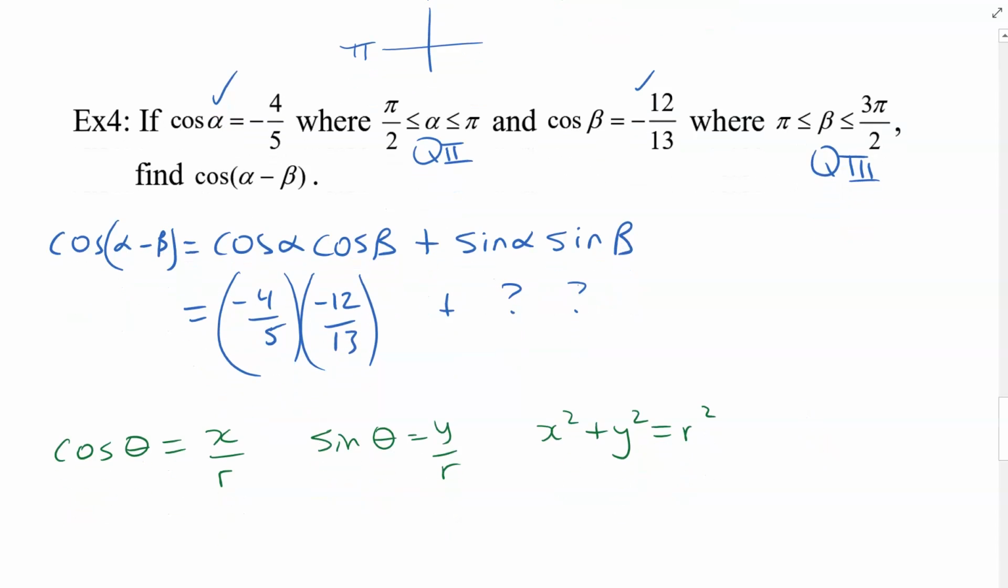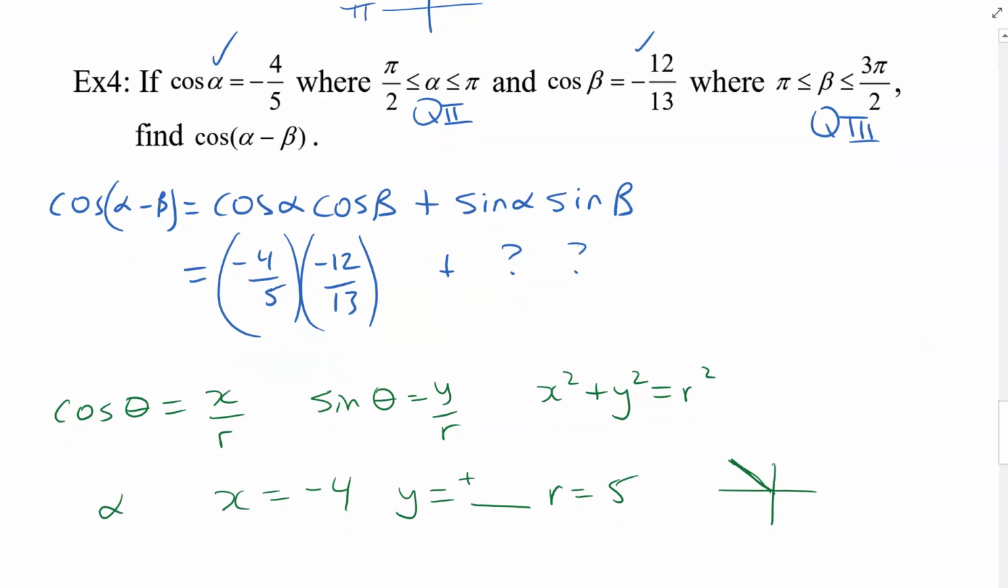So for the first one, let's just think about the alpha first. So alpha, we have x equals -4. Y, we don't know yet. And r is equal to 5. Now let's just think, in which quadrant was that? That was in quadrant number 2. Something over here. So I know that my y value is going to end up being positive. I'll just put that up over there.